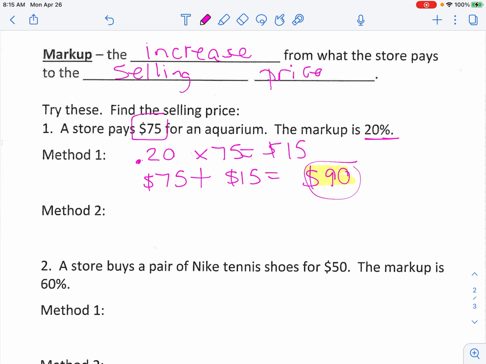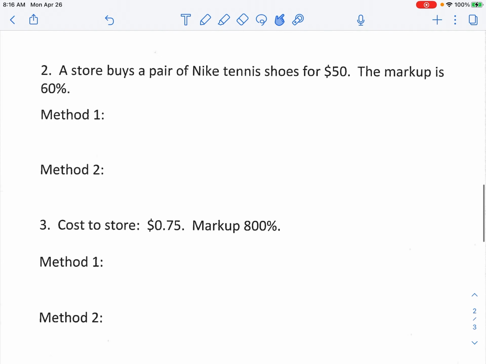All right, method 2. You know you're paying 100% of the cost. You're going to pay at least the $75 that the store had to pay. And you're going to pay an additional 20%. So 120%, or 1 2/10 times 75 equals 90. That's the other way that you could solve it.